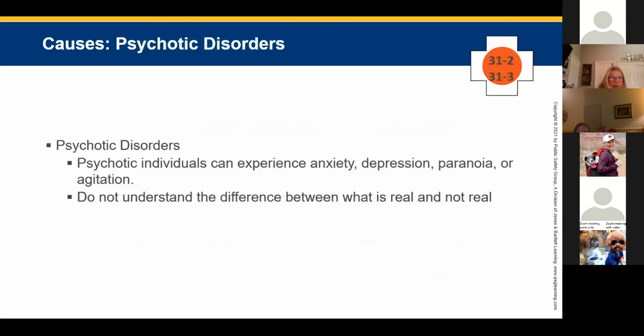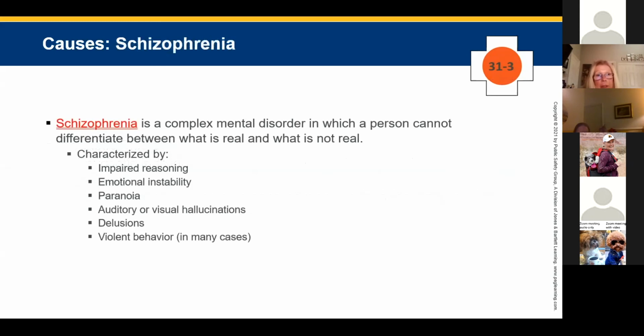Psychotic disorders. Psychotic individuals can experience anxiety, depression, paranoia, or agitation. They do not understand the difference between what is real and not real, which we already went through. Schizophrenia is a complex mental disorder. A person cannot differentiate between what is real and what is not. Impaired reasoning, emotional instability, paranoia, visual hallucinations, delusional, and violent behaviors in some cases, not all cases.